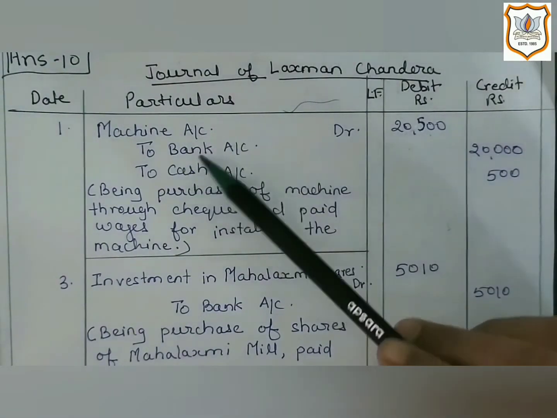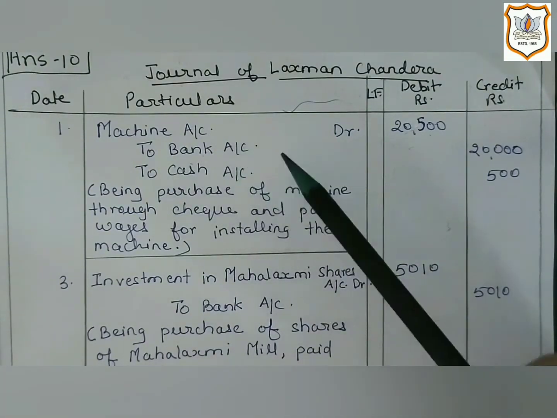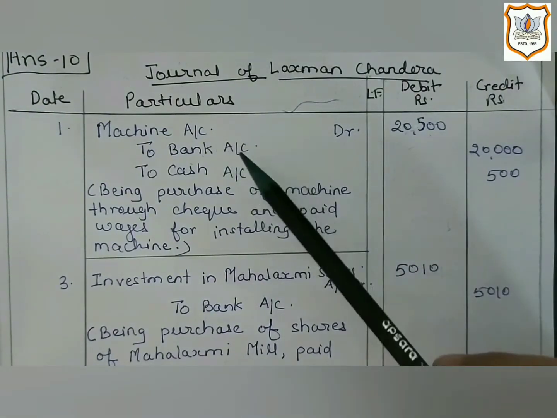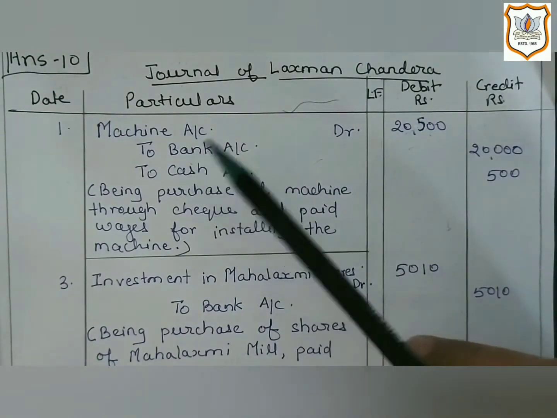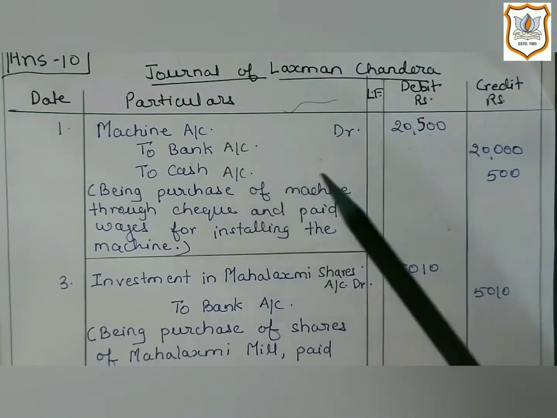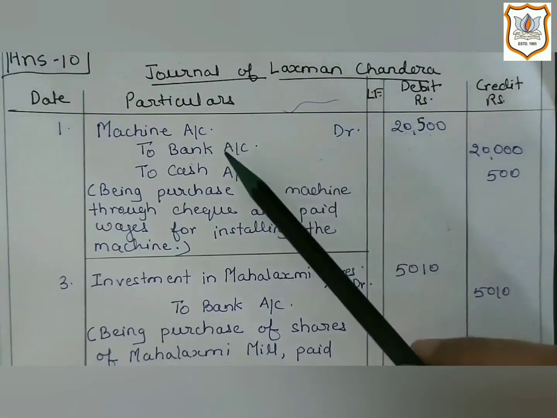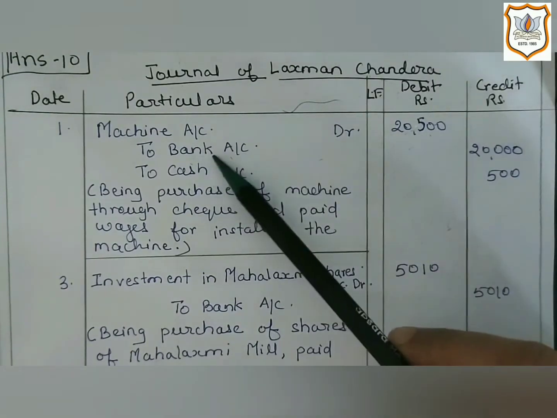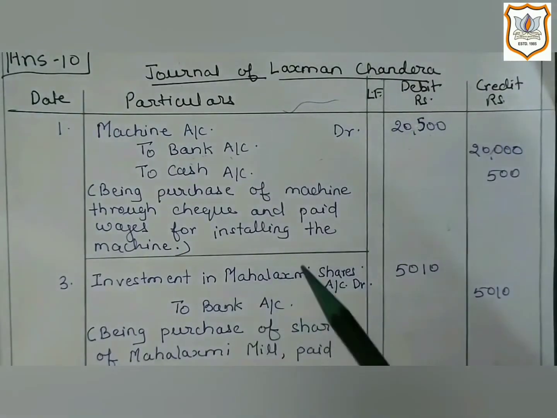Then next is bank account. We know bank account is a personal account and according to the rule of personal account, debit the receiver and credit the giver. Here first we decide whether bank is receiver or giver. Here payment is made through check. Our owner is making payment through check. So here bank is the giver of check. That's why bank account will be credited by rupees 20,000.